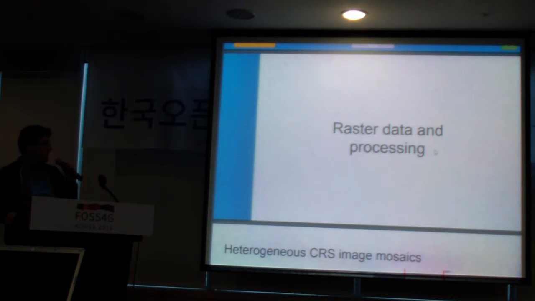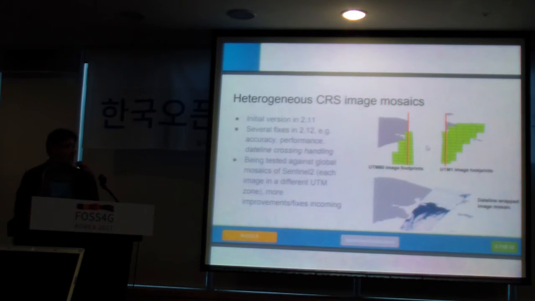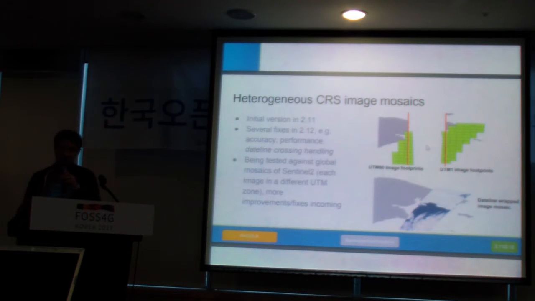In terms of raster data and raster processing, we have been working very hard on improving GeoServer to handle image mosaics made of several images in different coordinate reference systems. In particular, in one of the projects that I'm working on, we are targeting at making a global mosaic of all the Copernicus images, so Sentinel-1 and Sentinel-2, which are coming in all UTM zones. So we are talking about 120 different coordinate reference systems, plus the 2 UPSs.